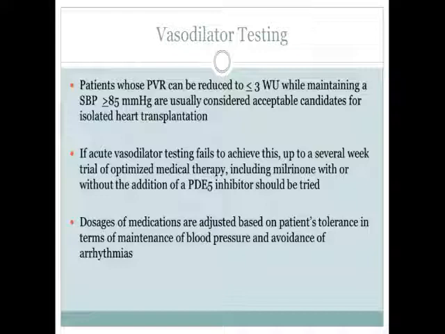And if their vasodilator testing fails to achieve this reversibility, then they might actually be admitted to hospital and treated with days or several weeks of vasodilators like milrinone or sildenafil to try and bring down their pulmonary pressures. And if that fails, there is some evidence that mechanical assist devices also have the ability to reverse pulmonary hypertension in preparation for heart surgery or heart transplant.